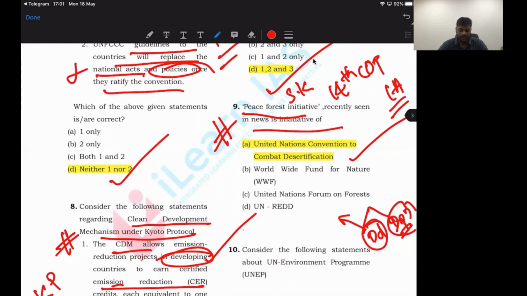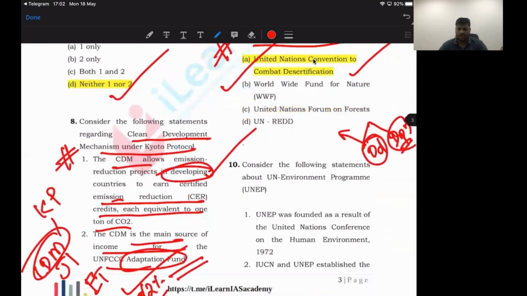Forests can be used as ecosystems, as peace building measures between two countries which are in conflict for a very long time. So this is the Peace Forest Initiative. This is highly important. It is UNCCD's activity, so have a look into it. A is the correct answer. And let me move on to the 10th one.